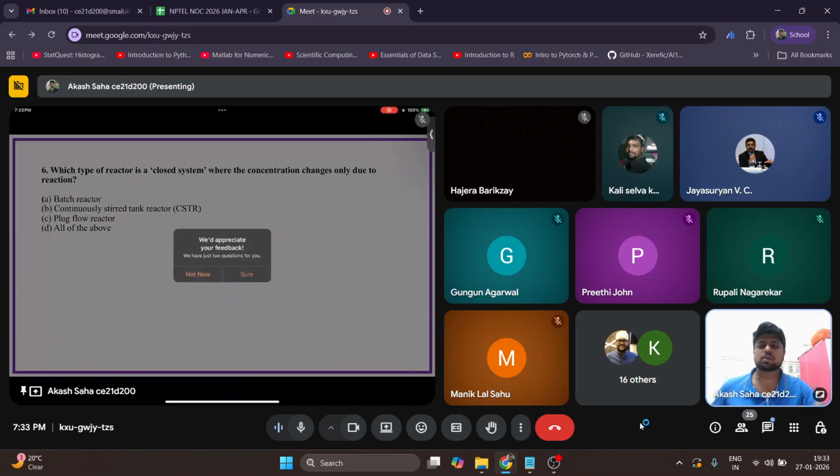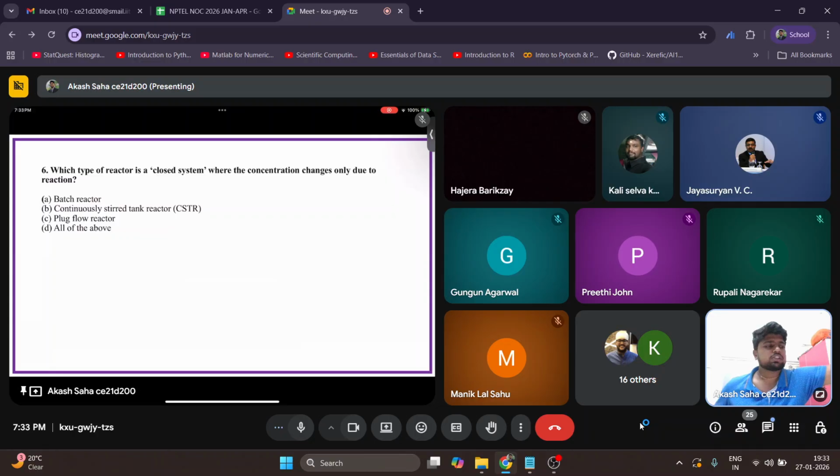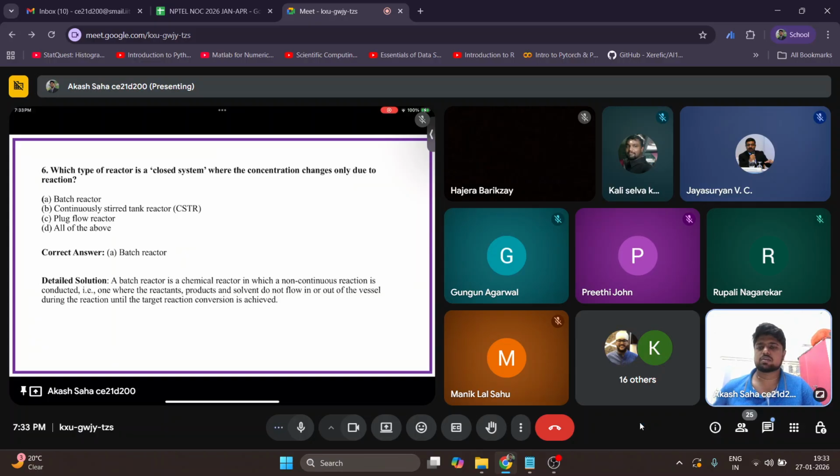Coming back to the question. A type of reactor which is closed, where the concentration changes only due to the reaction, is a batch reactor. And the other types of reactors are continuous. Inflow is also coming, outflow is also happening, and the reaction is also happening inside the reactor. I hope this is clear for now. Is anyone having any doubt?